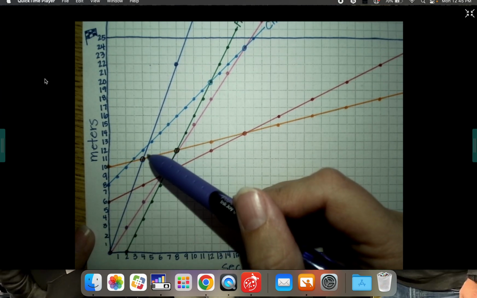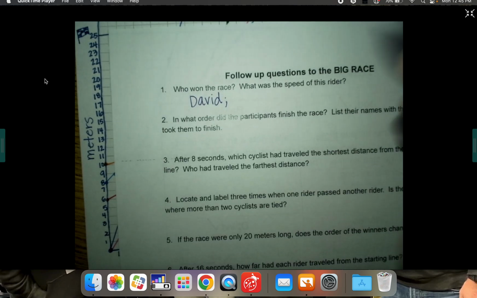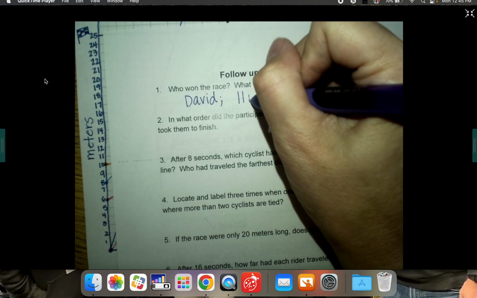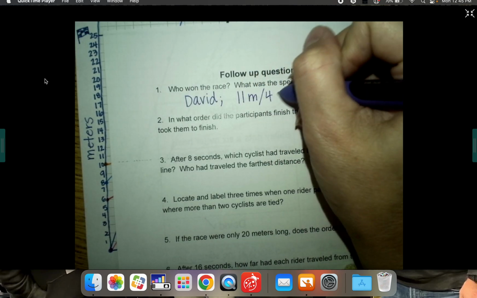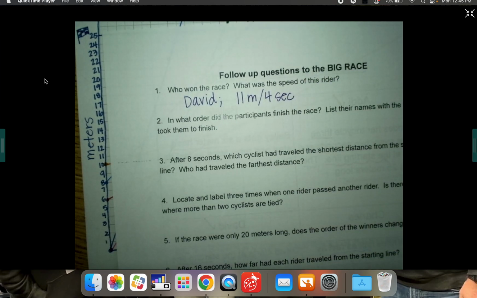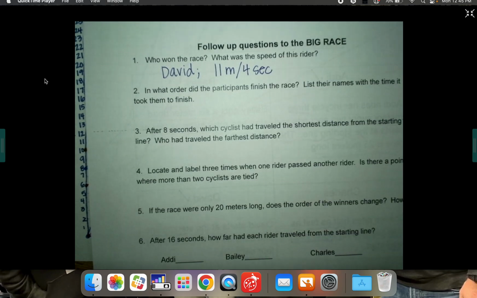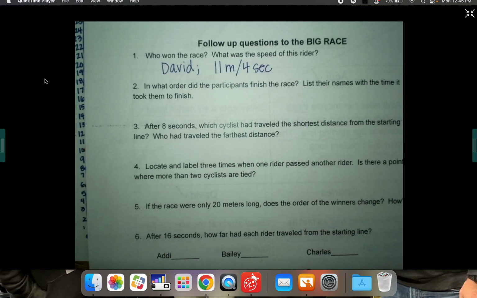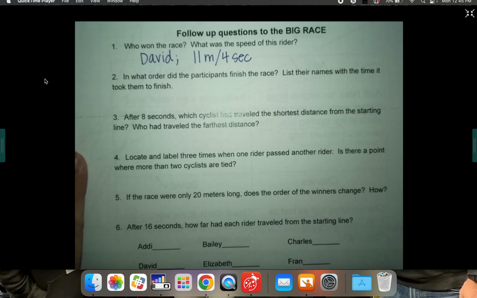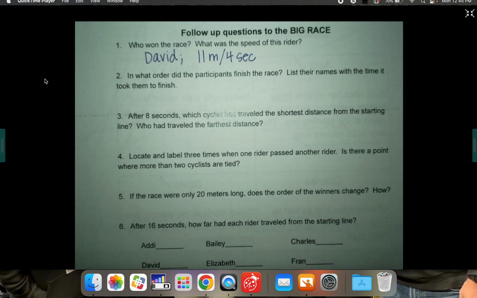Up 11 per 4. So his rate was 11 meters per 4 seconds. Some people might go ahead and divide that out and get, like, meters per second, but I think this is fine. Okay, number 2, what order did the participants finish the race?